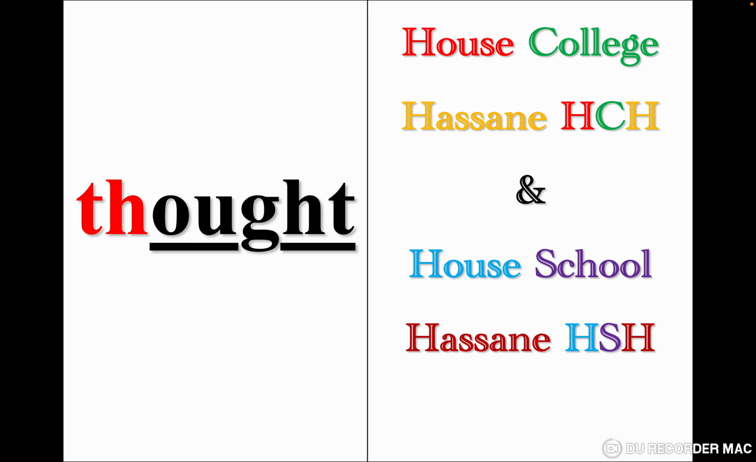Let's go to the next verb. Think. So we have a problem also with this verb. We are going to drop ink, and we are going to add other letters. So we just keep th and we add o, u, g, h, t. And the pronunciation of this verb is very difficult. Why? Because the first two letters we pronounce th, and the last letter is t.